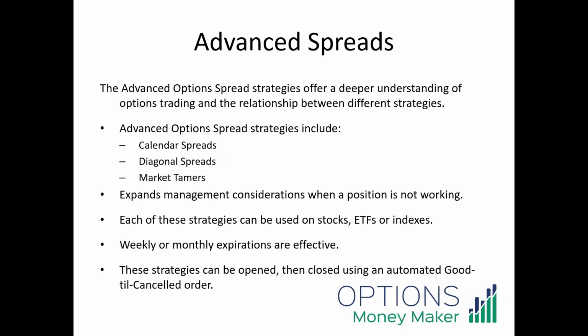Doesn't always work, but that is a very sound approach that we've been using for years, and it's all based on advanced option spreads. So it just gives us more options available for management. You can use these strategies on stocks, ETFs, or indexes. Weekly or monthly expirations are effective. They have a lot of flexibility, and they can be opened and then closed using an automatic good till canceled order.